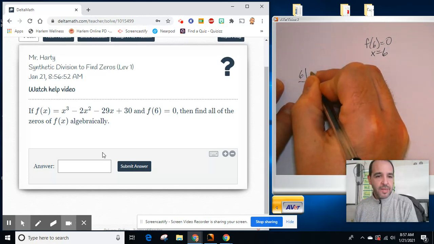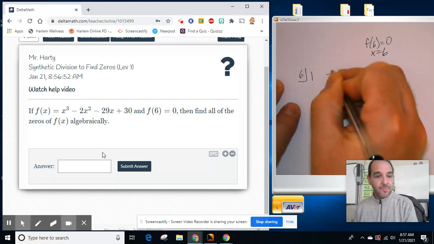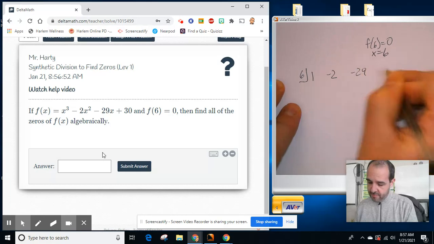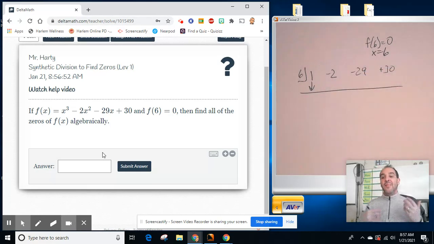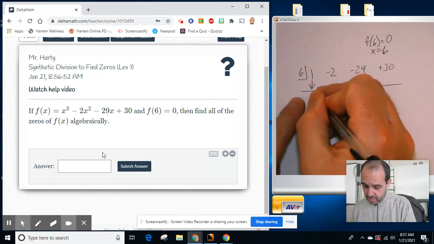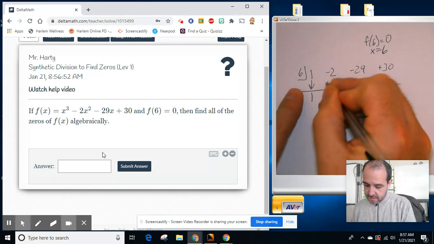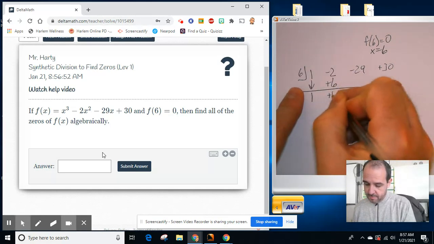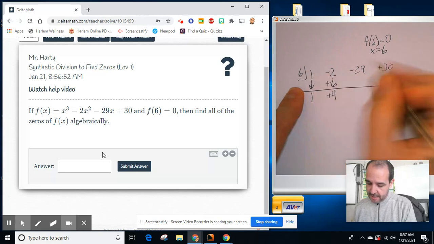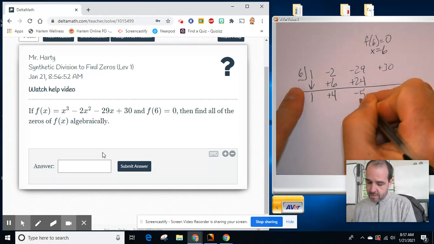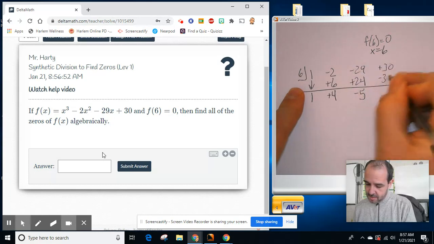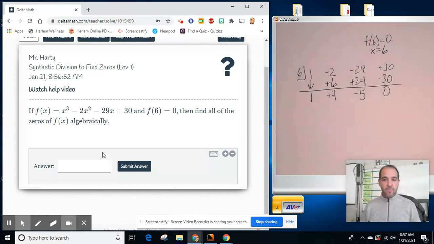Let's see, I got 3, 2, 1, 0. I don't have any gaps, so I can just write my coefficients here. And I'm doing the exact same thing I did in the last problem. The difference is going to be what I'm doing at the end to put in my answer. So bring down my first term, multiply by what's in the box. Add down. Multiply by what's in the box. Add down. Multiply by what's in the box. Add down. Okay.